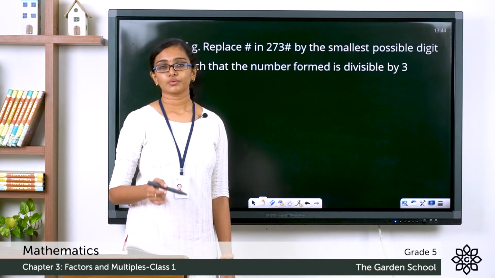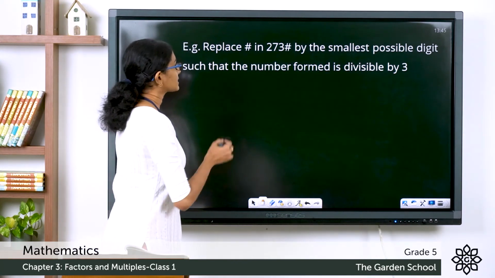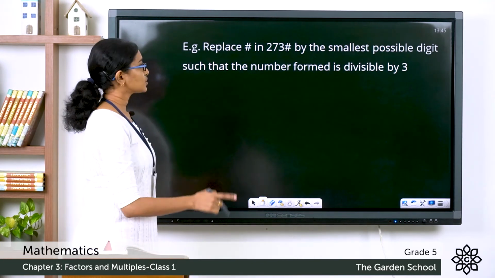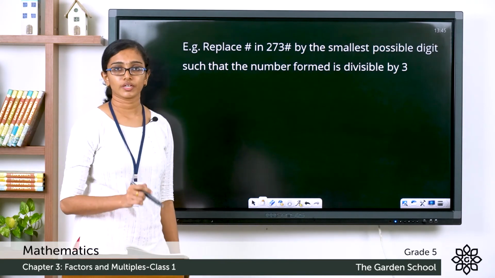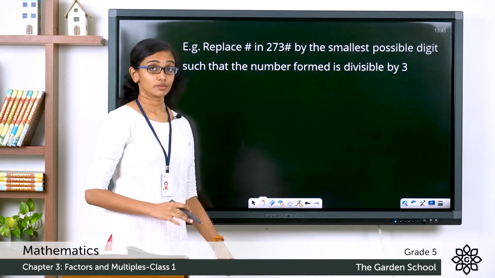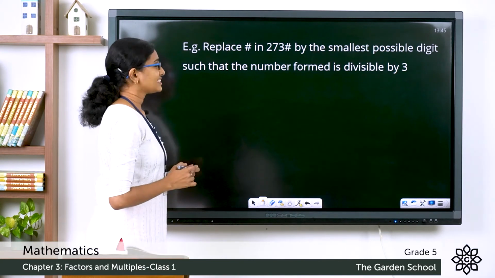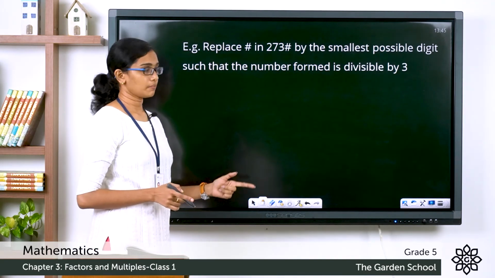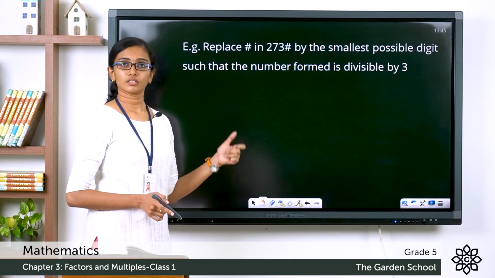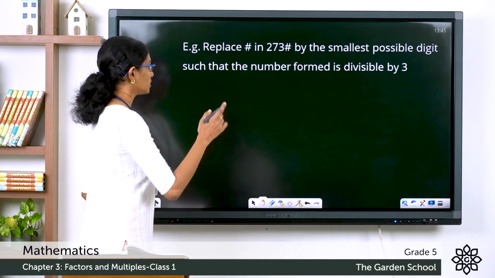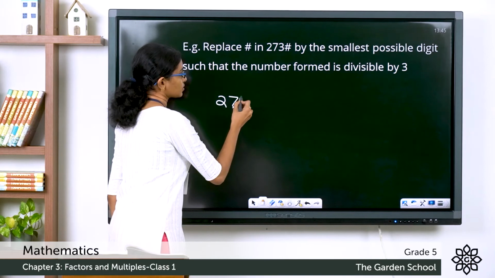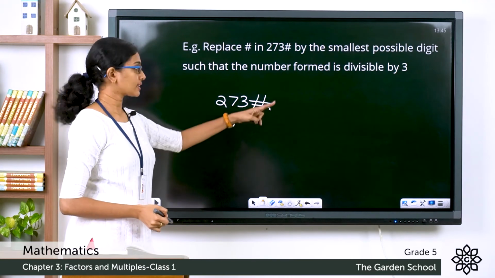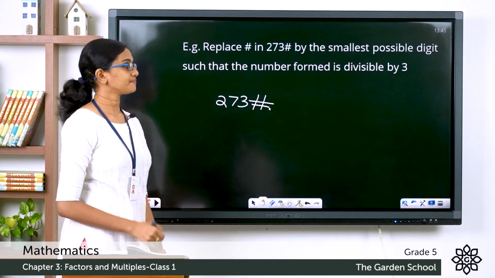So those were the divisibility rules. We'll see one question now. Replace hash in 273 hash by the smallest possible digit such that the number formed is divisible by 3. So what was the divisibility rule for 3? It says that the sum of the digits of the given number should be a multiple of 3. Then the given number will be divisible by 3, right? So in this case, you're asked to find out what number comes in place of this hash so that the number becomes divisible by 3, right?